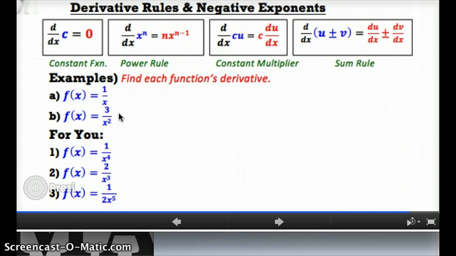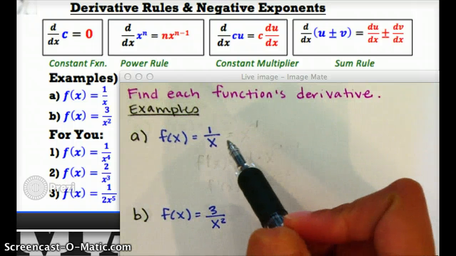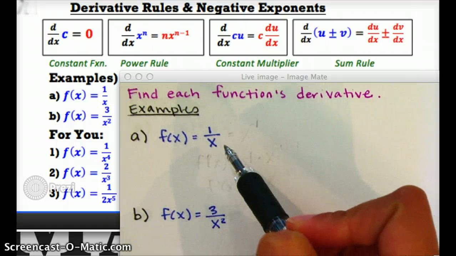At initial glance, it might look like these are derivatives that we don't know how to calculate yet. But for each of these examples, there's going to be a sneaky way to rewrite the problem that allows you to use one of the 4 rules up at the top. Let's take a look. The instructions for each example is to find the derivative function. Example A is a reciprocal function. So this is not like the examples from class, which were all polynomials.